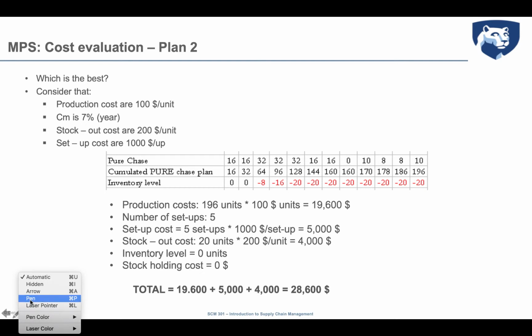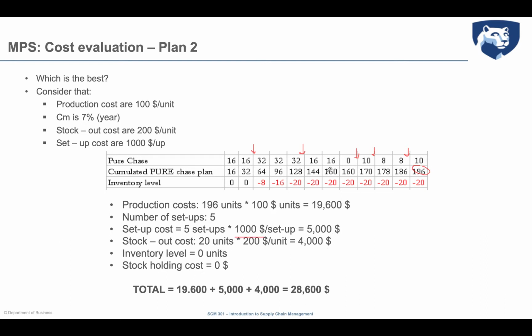Plan 2 produces 196 units. So the cost is $19,600 for production. You do 5 setups. Why? 1, 2, 3, 4, and 5. So it's 5 multiplied by $1,000.